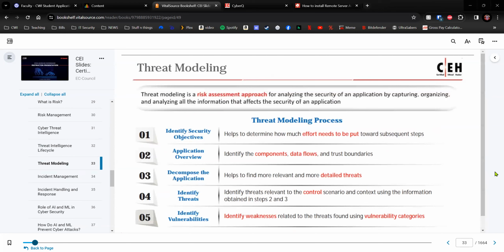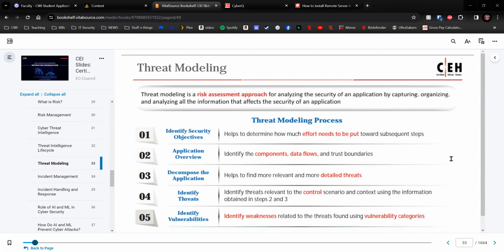Threat modeling. Threat modeling is a risk assessment approach for analyzing the security of an application by capturing, organizing, and analyzing all the information that affects the security of an application. So this one lists it out into 5 sections.